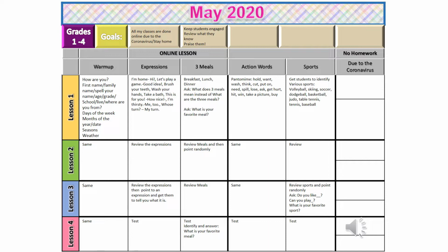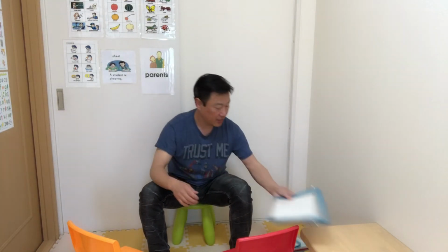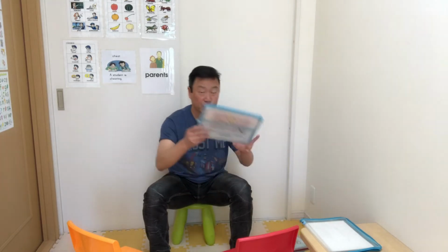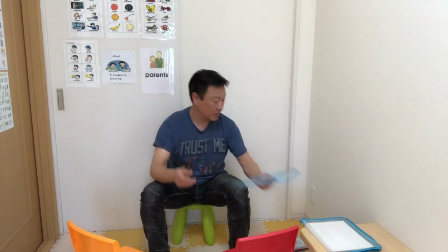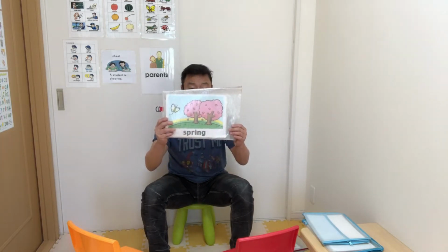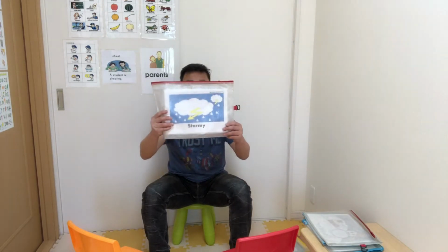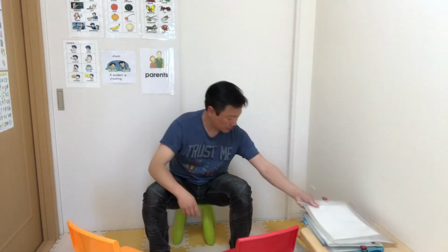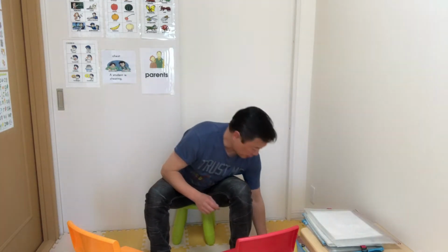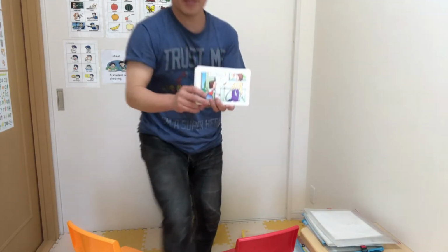Okay, now I'm going to show you the material in person. I have the days of the week. Make them large. Then I have the 12 months in a year. I also have the 4 seasons. And the weather. Next are the expressions. I'll bring these cards up.